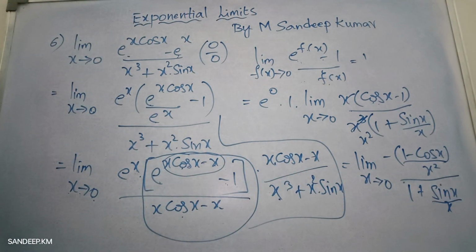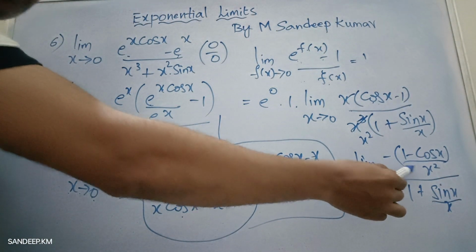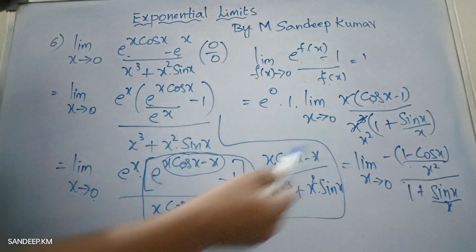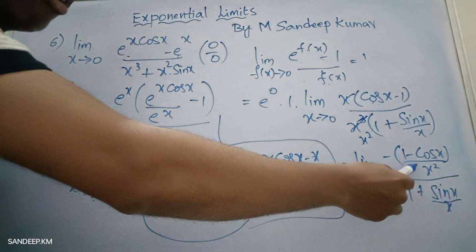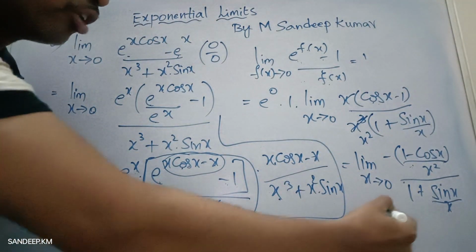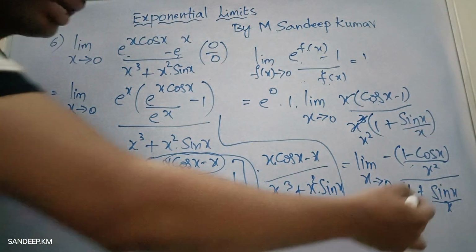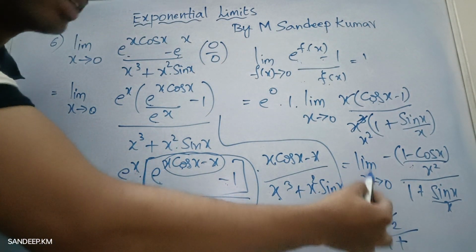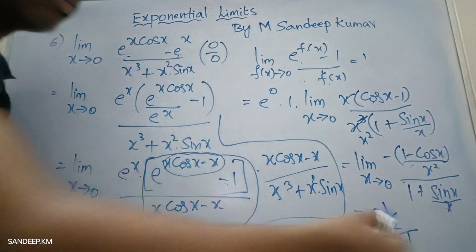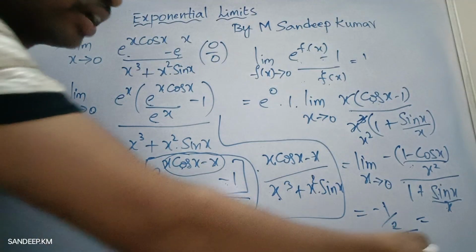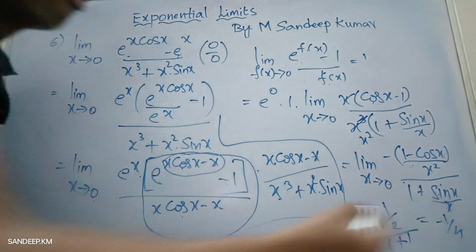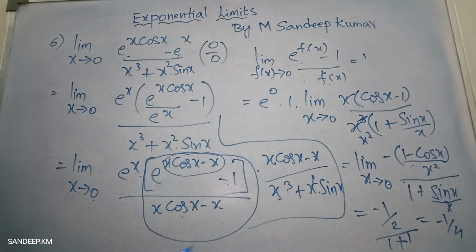Now observe one thing, dear students. You know the value of this limit. We have been using this so many times. If you observe the video of trigonometric limits, you will understand. The value of this limit is 1 by 2. So the numerator will be minus 1 by 2 divided by 1 plus limit x approaches 0, sin x by x is 1. So what is the final answer, dear students? Minus 1 by 2 divided by 2, and it is minus 1 by 4. The final answer is minus 1 by 4. The answer for this question is minus 1 by 4. Okay, let us go to next question.